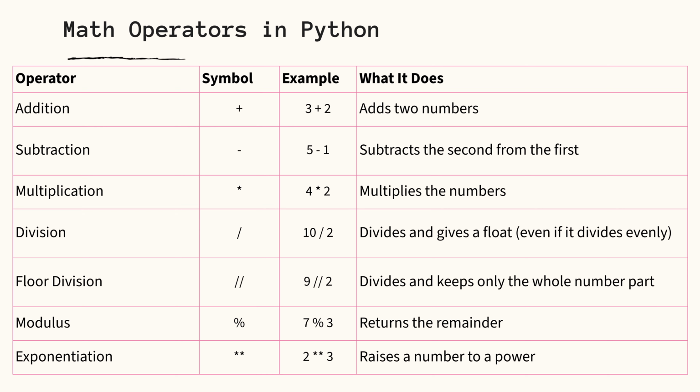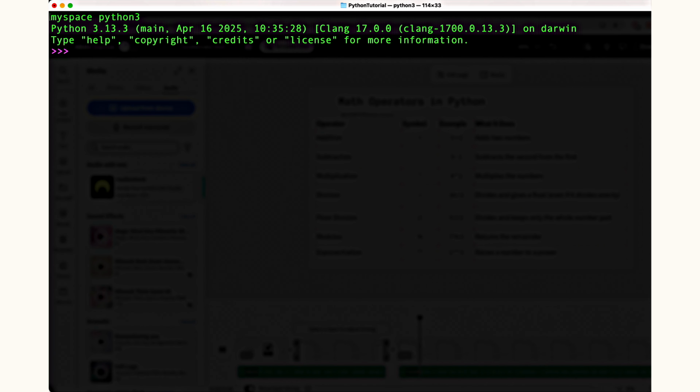This table here gives you a quick peek at the different operators we'll be trying out. Don't worry about remembering all of them right now. We are going to see each one in action in just a minute. So I'm now going to open my terminal and launch Python. That puts me inside the Python interpreter, where I can try things out line by line and see instant results.